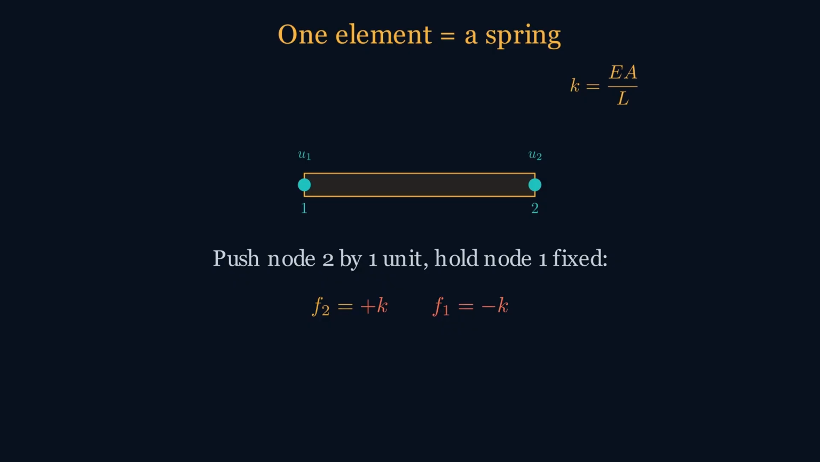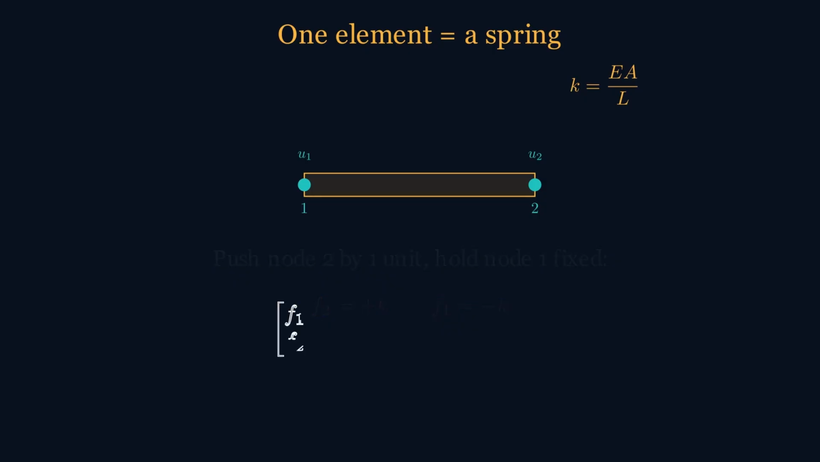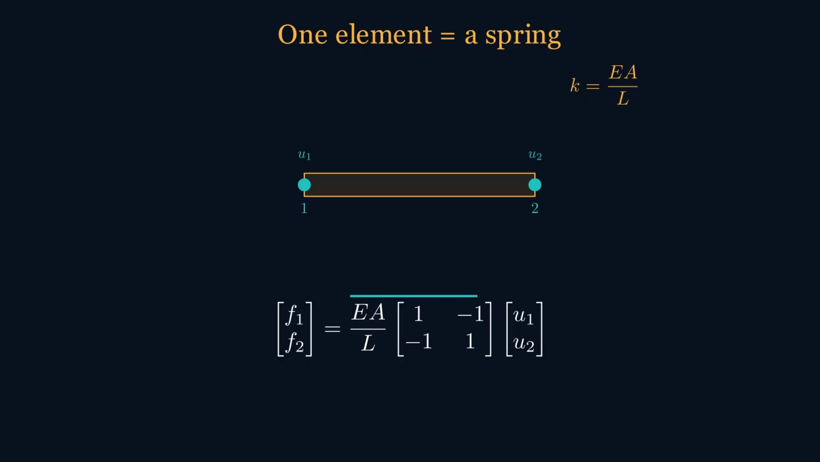Do that for every combination of pushing each node, and you fill in a 2 by 2 table, the element stiffness matrix. Forces on the left, displacements on the right, and this matrix in between. That little matrix is the entire physics of one element. Every finite element model, no matter how huge, is built from millions of these.